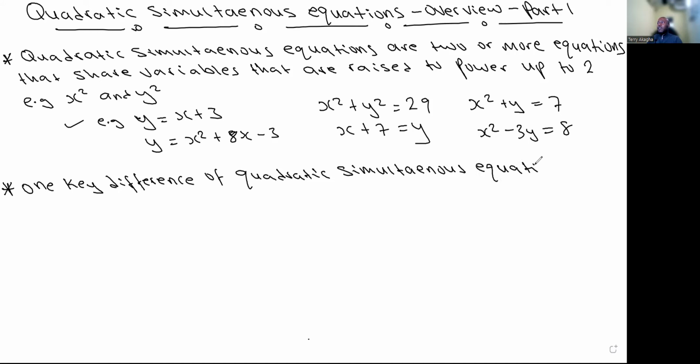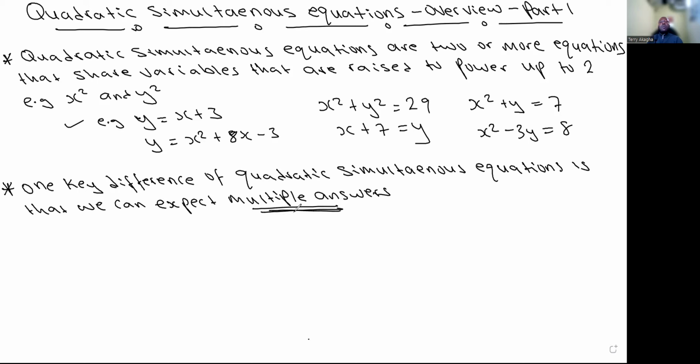So one key difference of the quadratic simultaneous equations is that we can expect multiple answers. The key word here is multiple, various. We can expect multiple answers.